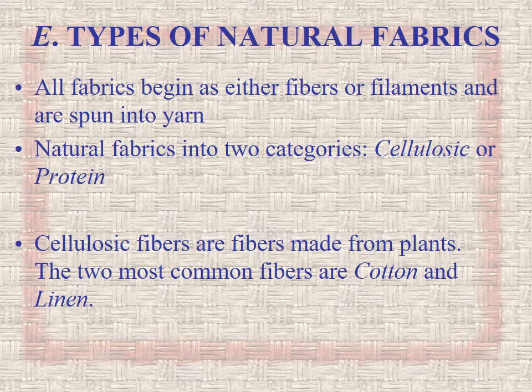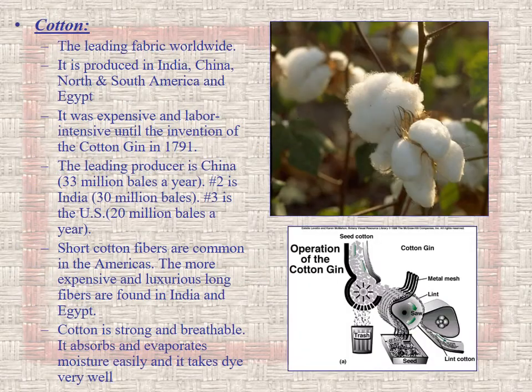The two most common are, of course, cotton and linen. Cotton, number one, leading fabric worldwide, produced all over. It was expensive and labor intensive until the invention of the cotton gin in 1791. Getting those bolls of cotton, picking them and separating them from the lint and the seed. It was horrible. It was time consuming. So it wasn't very cost efficient to do a lot of it.